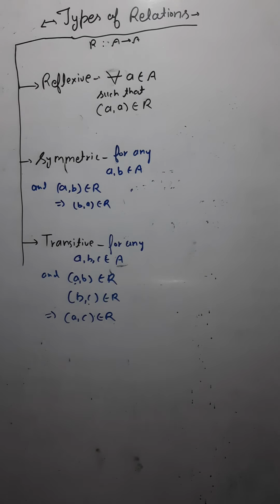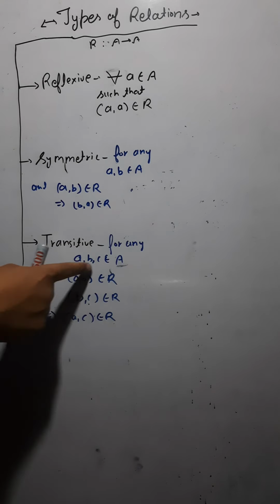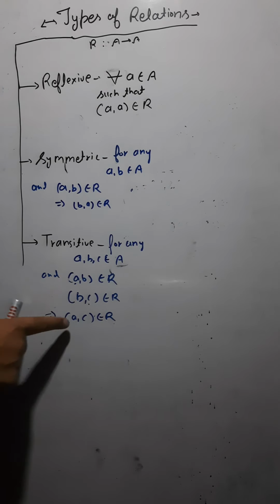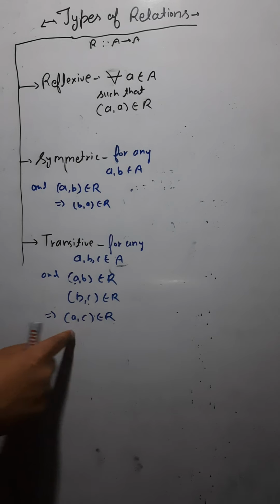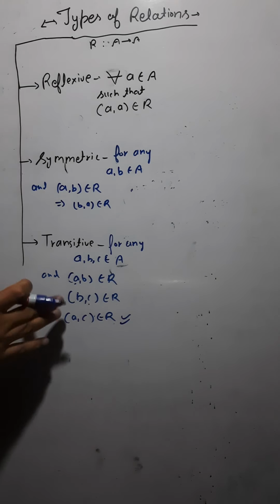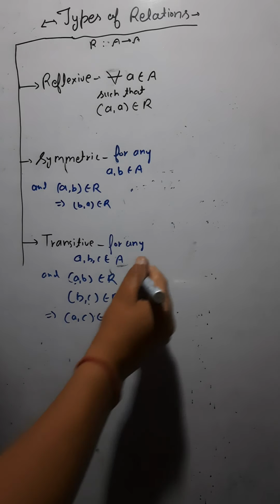Okay, so which relation is transitive? Let's say if there are three elements A comma B comma C that belongs to A, and if you have the ordered pair A comma B belongs to the relation. Similarly, you have B comma C also belongs to the relation, that the first and the last means A comma C should also be there in the R. If this condition is being satisfied, then only you could call such relation as the transitive relation. Are you getting it? Let me give you the example.